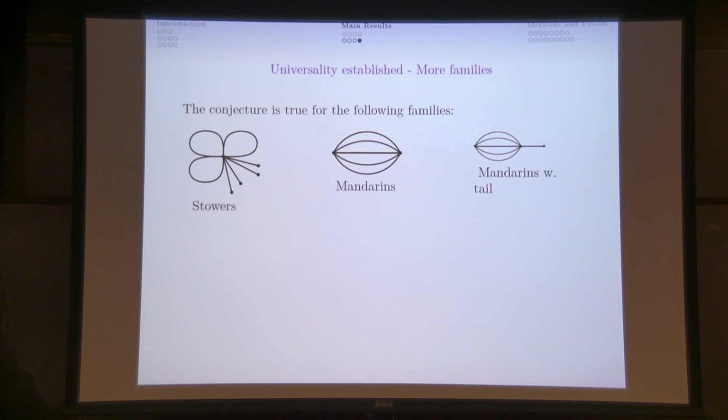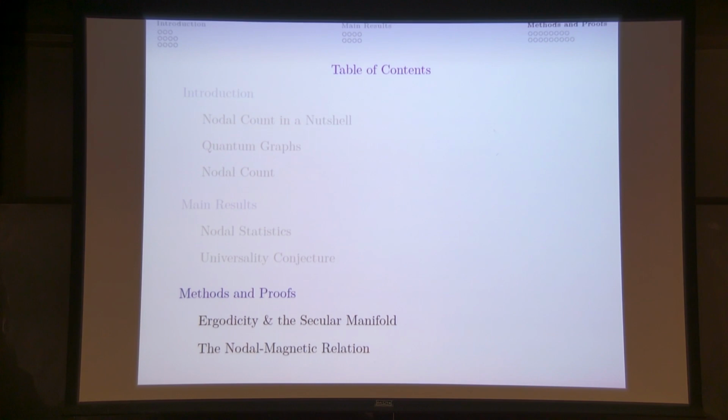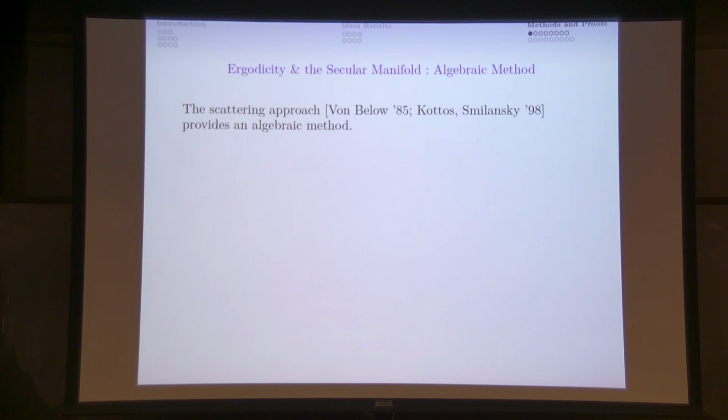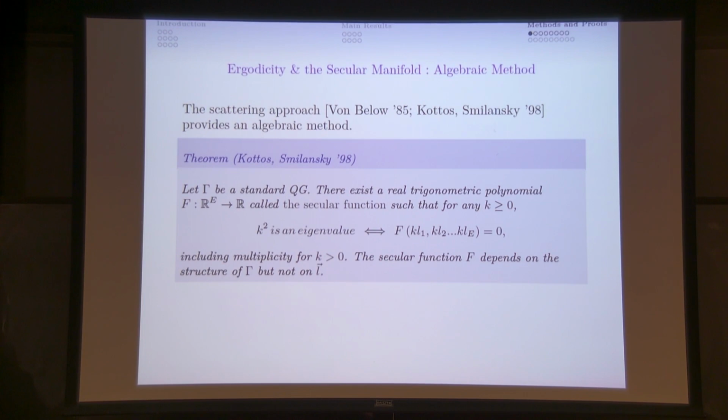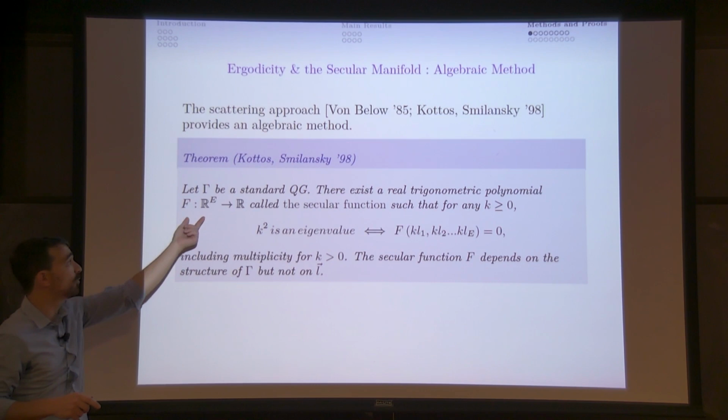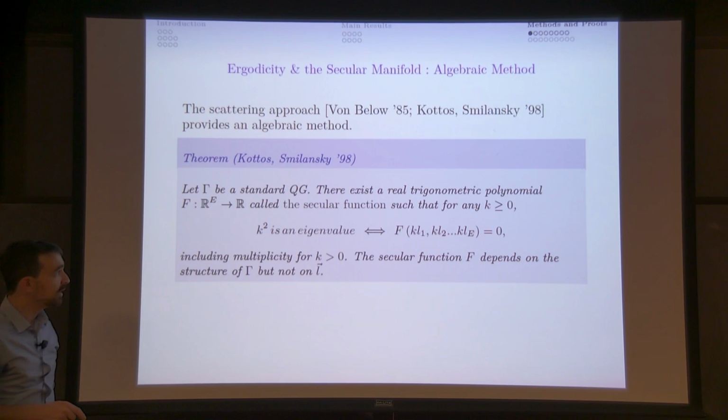Okay, so let's talk about method and proof. And the first thing, as we said, there should be some kind of ergodicity argument in the background. So the first thing we want to do is go to some kind of an algebraic problem, and that's an approach of scatterings that go back to von Below from '85 and then Kottos and Smilansky from '98. It says that if we start with a standard quantum graph, we have a certain real trigonometric polynomial from R^E, E being the number of edges, to R, which we call the secular function. And the zeros of the secular function capture the spectrum.